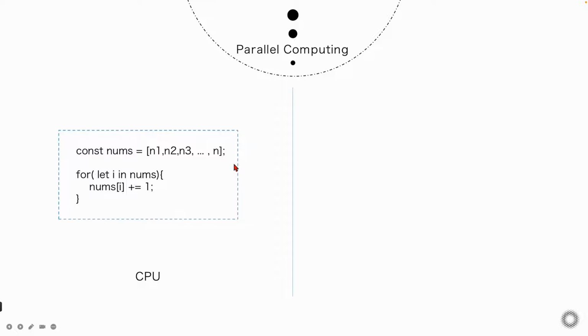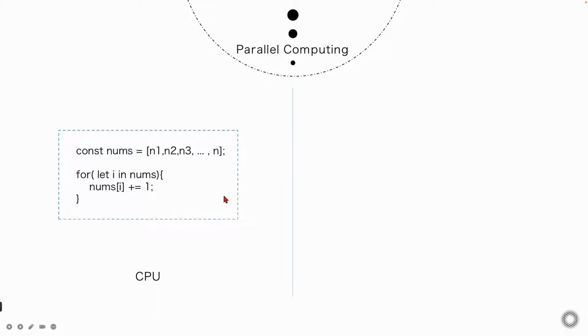For example, we want to add 1 to a set of numbers. Basically, on the CPU, we just run a for loop and add 1 to each number. This is the most common way. But if the sequence is very large and we do this in a single thread, the time consumption will greatly increase. We may not meet the needs of real-time rendering.